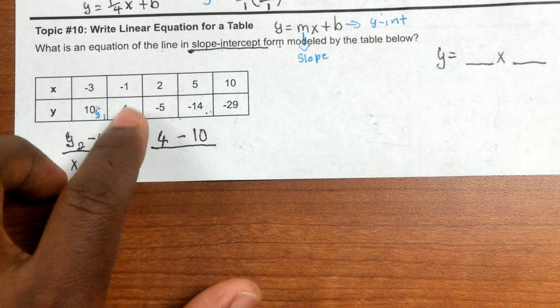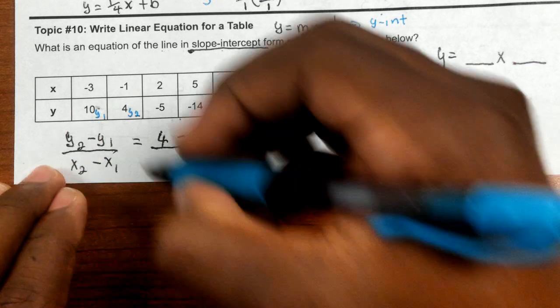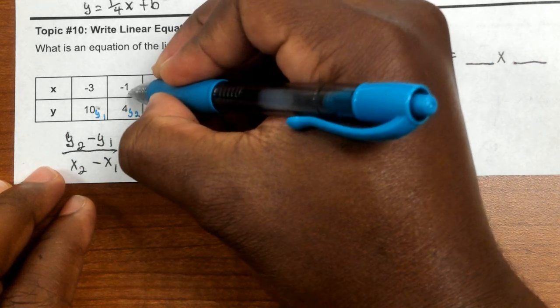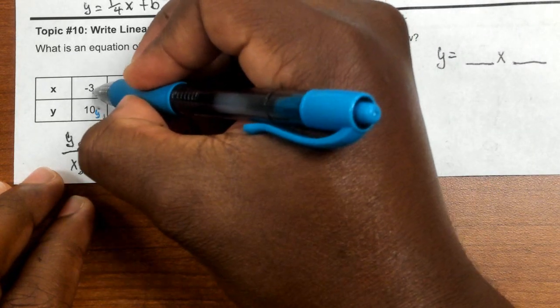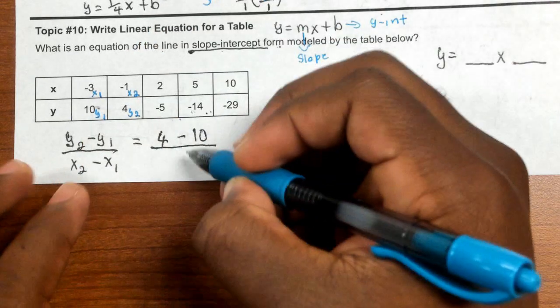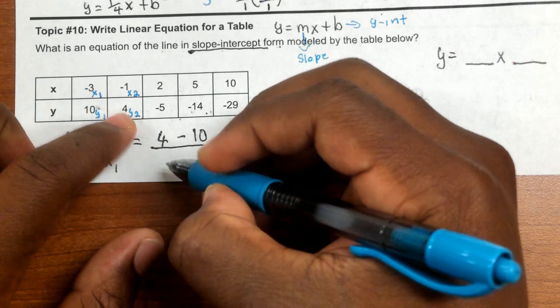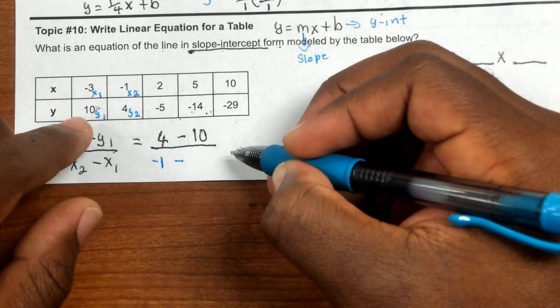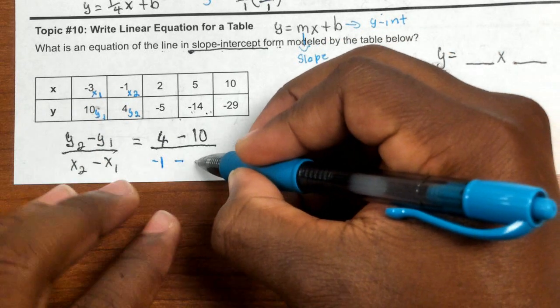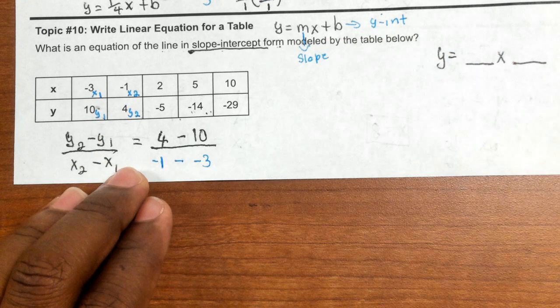Underneath it has to go the correlated x value. Because this is y2, then this is x2, and because this is y1, this is x1. So underneath my 4, I would put -1, and then minus, underneath my 10, I would put -3.